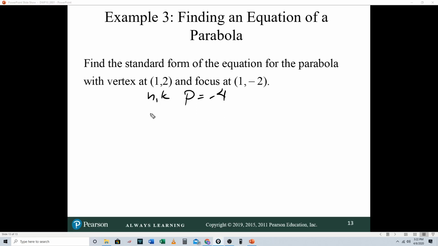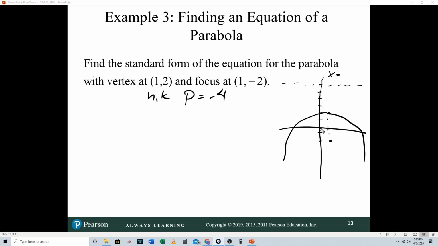P is negative 4. Now, if we graph this, we can see how it opens: left, right, up, or down. So we have the vertex at (1, 2). The focus is (1, negative 2), which means it's going to be opening down. And p is, like I said, negative 4, which means the directrix goes in the opposite direction, so it would go 4 up. This would be my directrix, which is y equals 6. So that's the directrix. Vertex, focus. We have everything we need. We have h, k, and p, opening down.